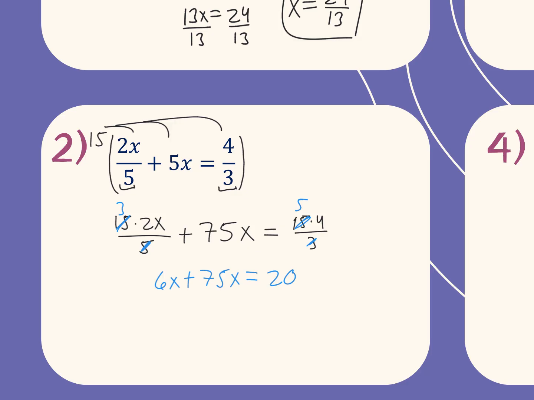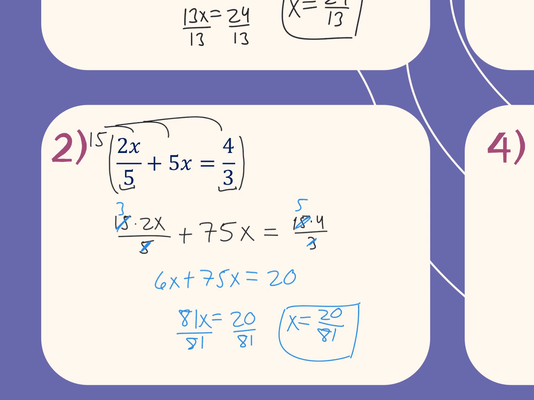All right, and then you just combine like terms. I get 81x equals 20. Divide by 81, and so I get x equals 20 over 81. Again, it's okay that we have the fraction.